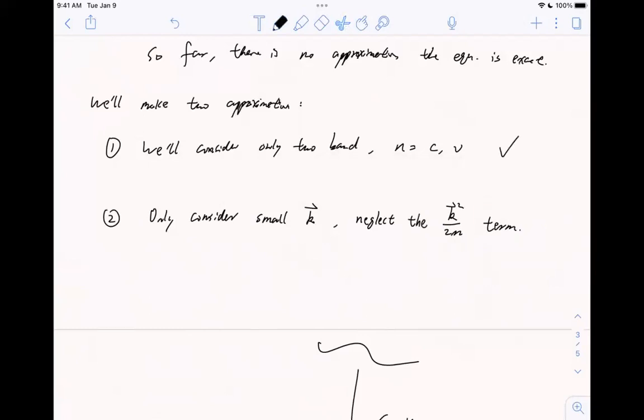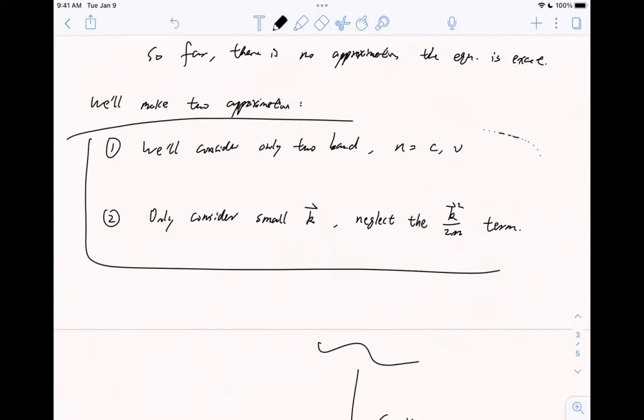So this one we already justified, that the other bands are not close. This one, as long as you are close to the band edge, then this is also good. And for the optical measurement, you are basically considering the transition near the K points. Because let's say for PL, all the carriers will relax to the band edge. Okay, so it's relevant to our research. So these are the two approximations.